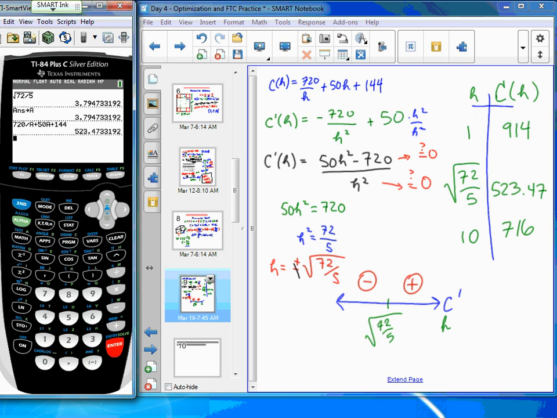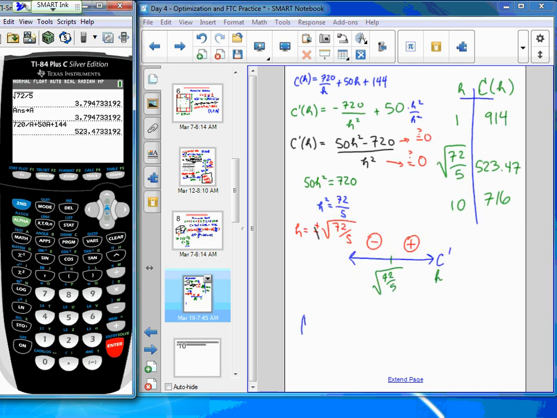Why did I choose these values over here? Just to verify this was in fact a minimum in comparison with surrounding function values, as my C prime number line indicated. How do we do? Yay! We win. So what was the original question? Was it what are the dimensions, or was it what's the minimum cost? Minimum cost? Yes! Minimum cost. So we're almost done. So minimum cost to construct an aquarium satisfying the given constraints.